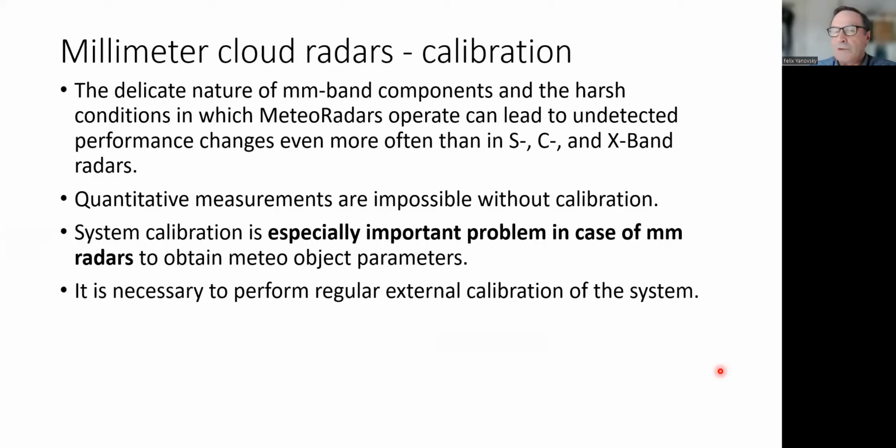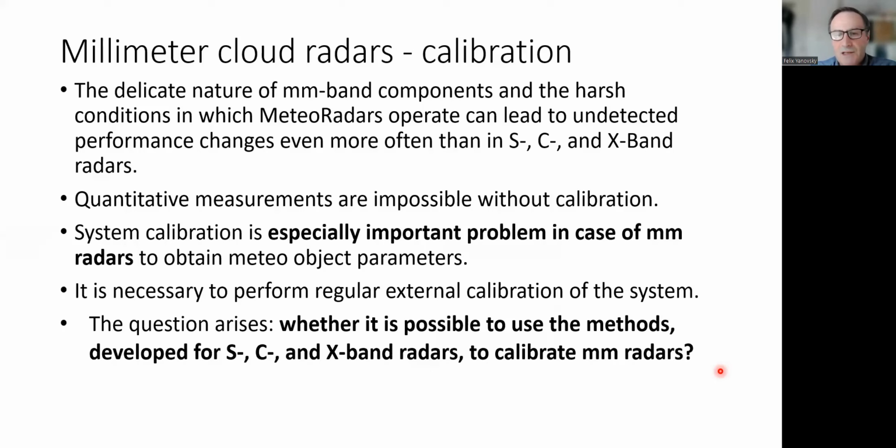And taking into account that quantitative measurements are impossible without calibration, system calibration is an especially important problem in the case of millimeter wave radar, and it is necessary to perform regular external calibration. The question arises whether it is possible to use the methods which were developed for centimeter wavelength radar to calibrate millimeter wavelength radars. What is the difference?